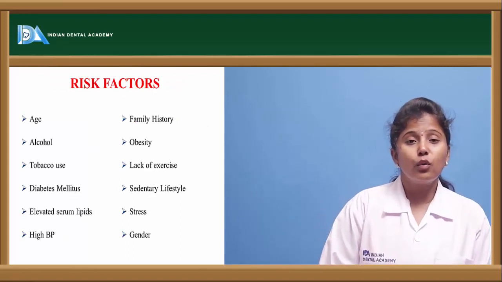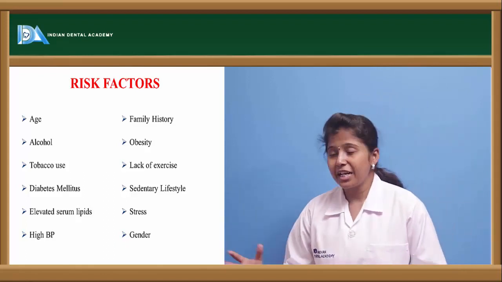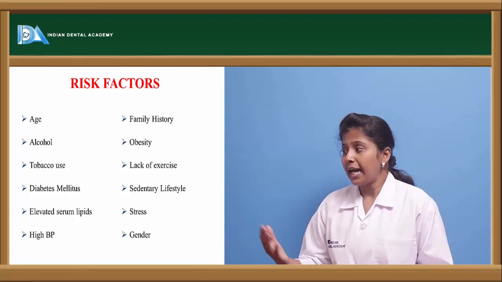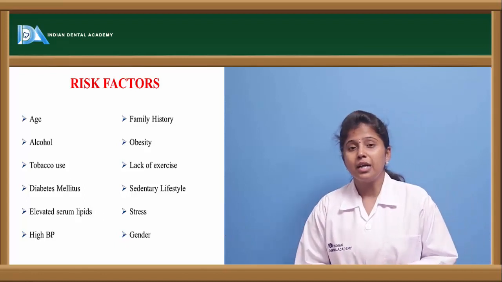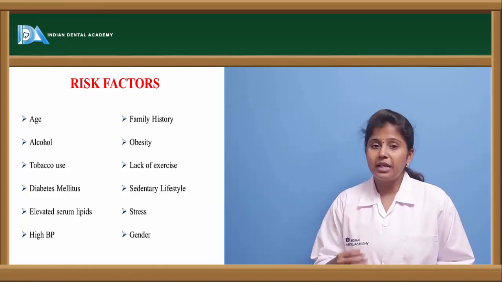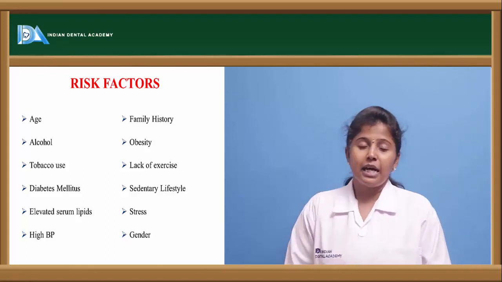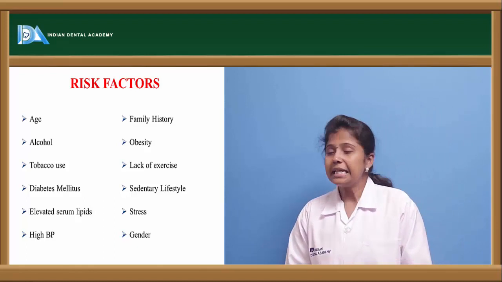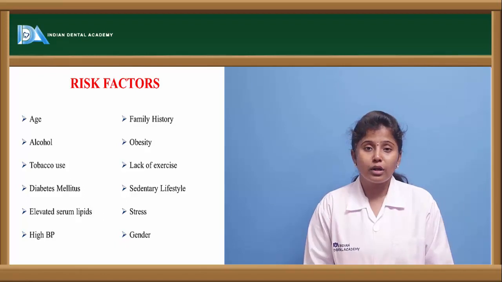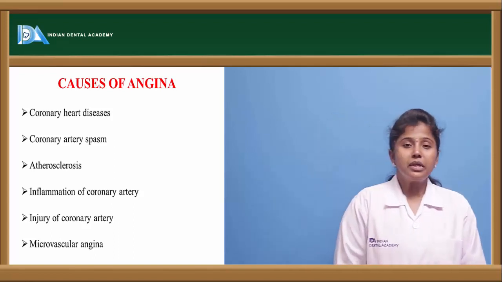What are the risk factors which aid in the potentiation of angina? As age increases, people are more prone to angina. Other factors include alcohol consumption, smoking, diabetes mellitus, elevated serum lipid levels, high blood pressure, family history where angina is inherited from ancestors, obesity, lack of exercise or physical fitness, sedentary lifestyle, stress, and gender. All these people are more prone to angina. So what are the causes of angina?